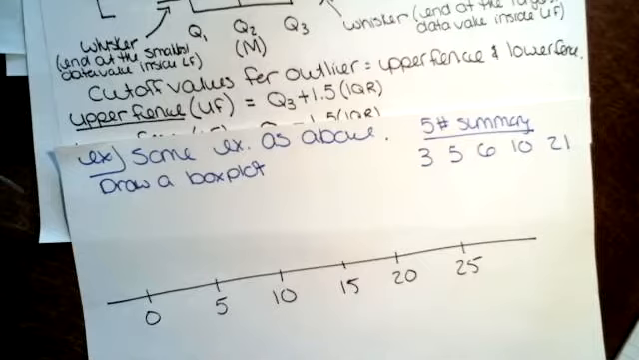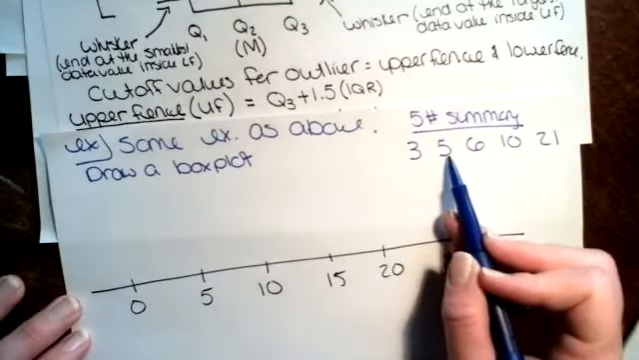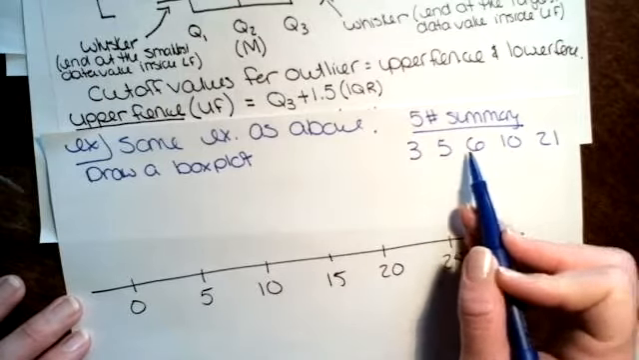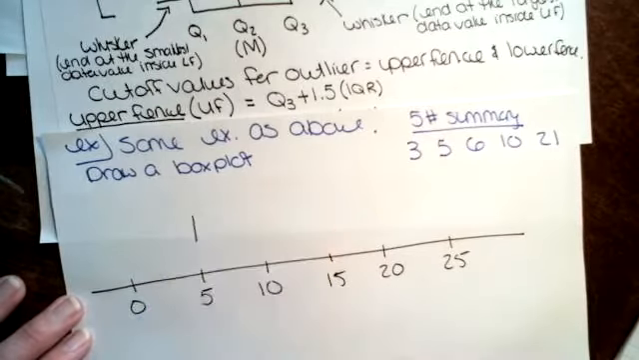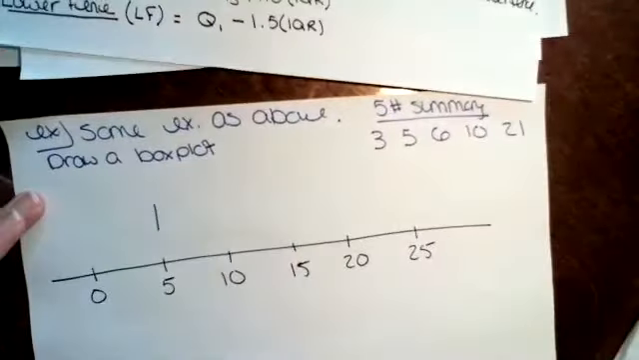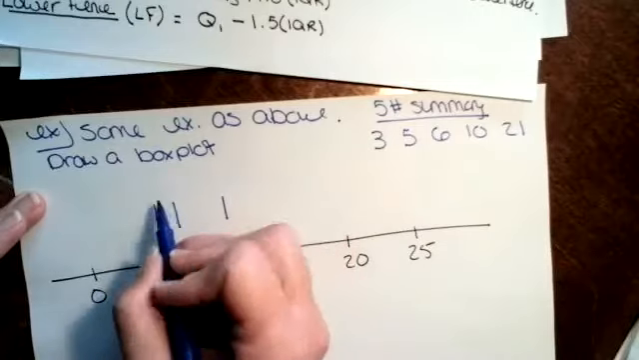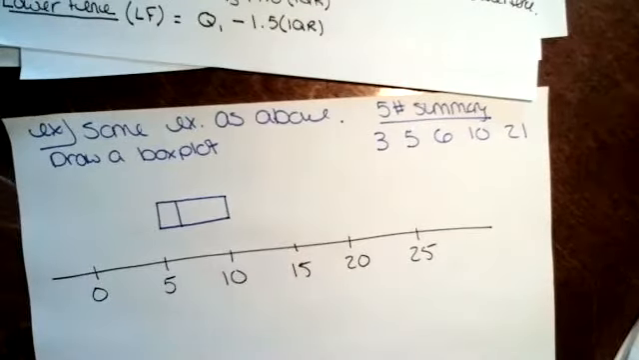So my box plot now, like I mentioned before, the first thing I'm going to do is write vertical lines over 5, 6, and 10 to represent my quartiles so I can get my box on there. I do it right above the scale; I don't even do it right on the scale. Okay, so 5, and then 6 is there, and then 10. And I box it in. So there's the box of my box plot.